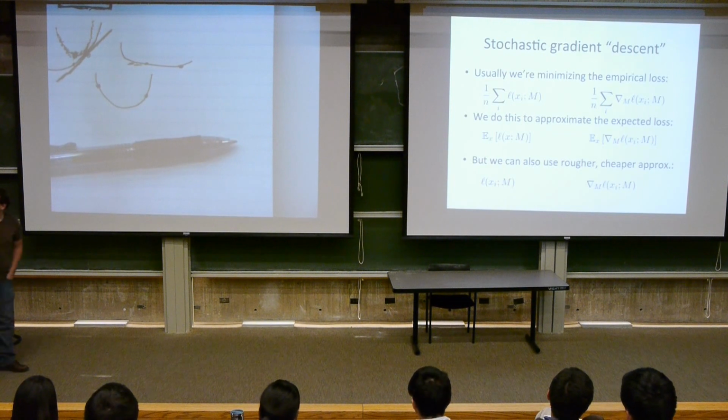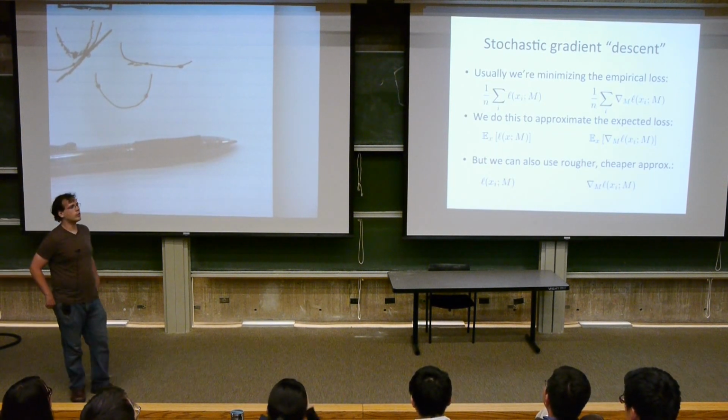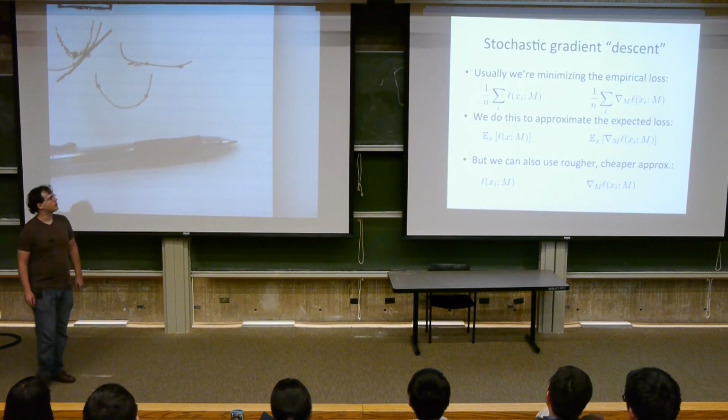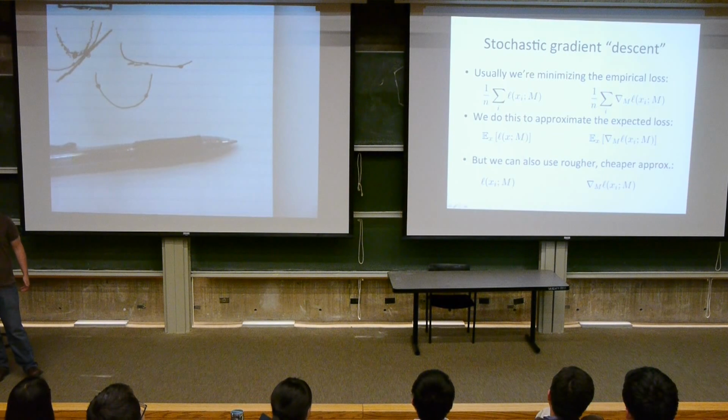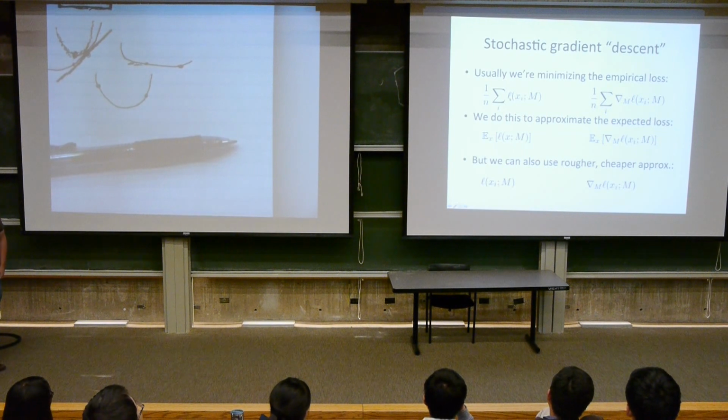Okay, so the motivation for SGD is that when we're doing gradient descent in machine learning, usually what we're doing, for example in this empirical risk minimization framework, is minimizing what's called the empirical loss, the mean of our loss function over the training set. And then we're updating based on the gradient of that, which is the sum of the gradients at each point.